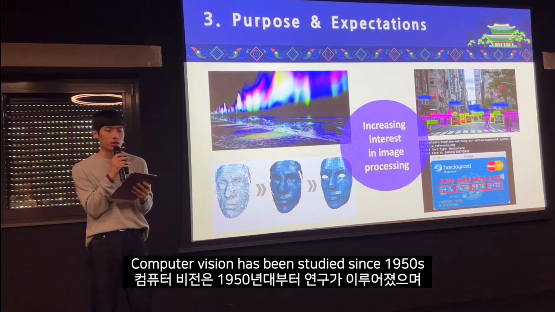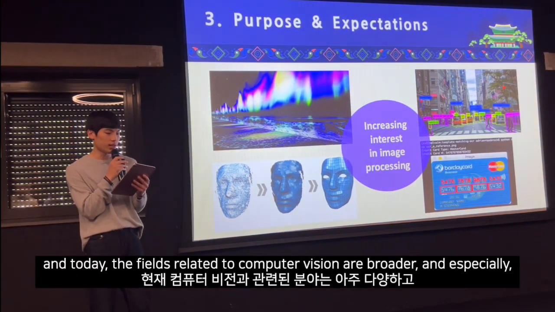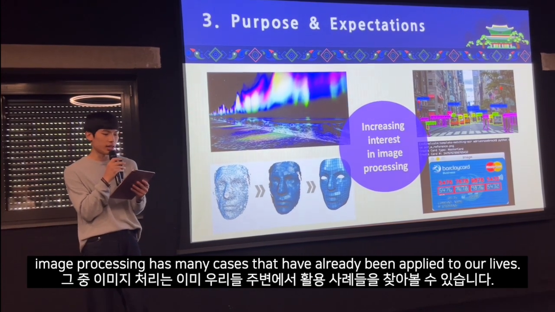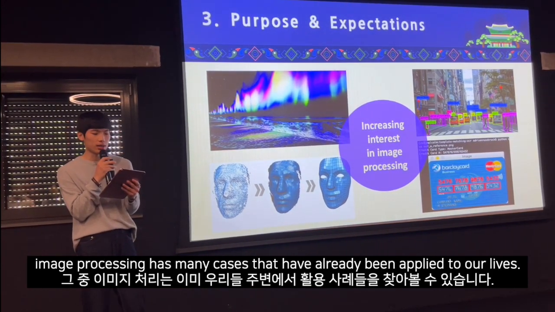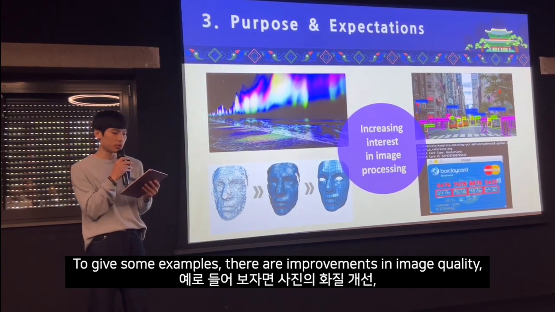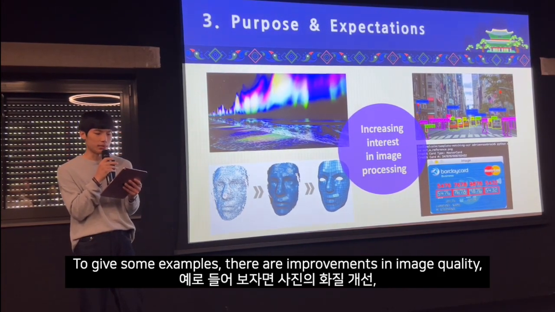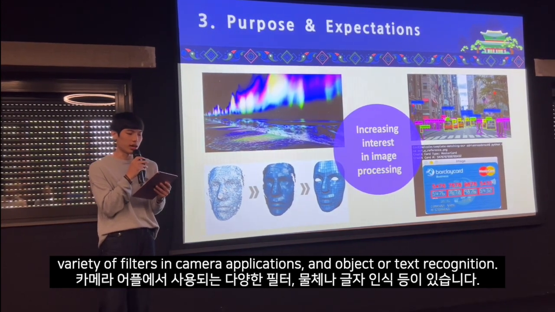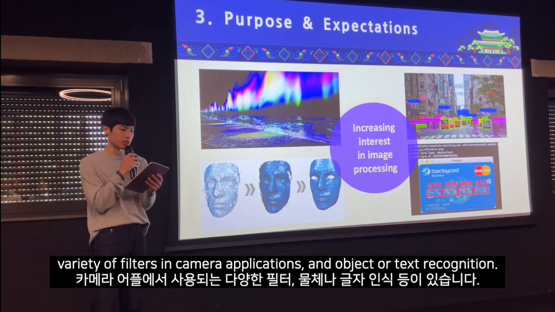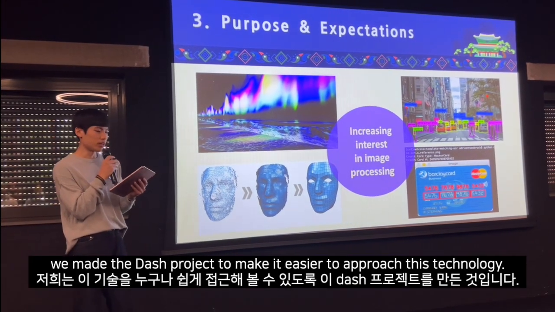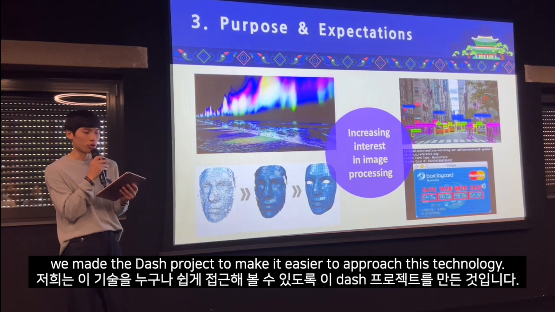Computer vision has been studied since the 1950s, and today the fields related to computer vision are broader, and image processing especially has many cases that we have already applied to our lives. To give some examples, there are improvements in image quality, a variety of filters in camera applications, and object or text recognition. As the technology is useful and popular, we made the Dash project to make it easier to approach this technology.